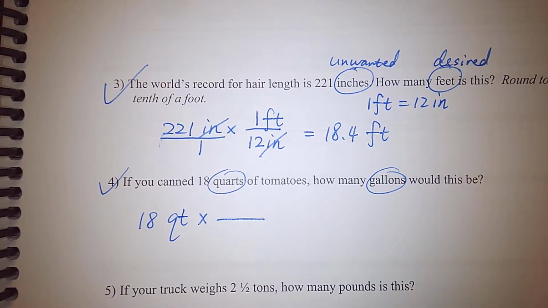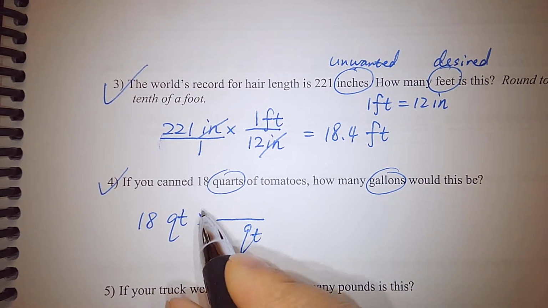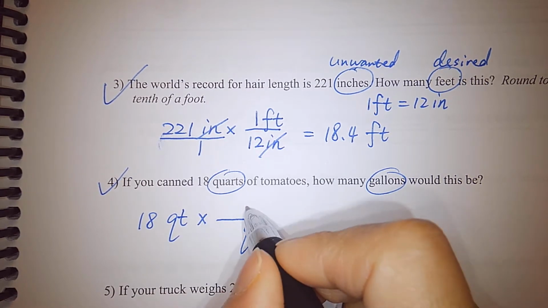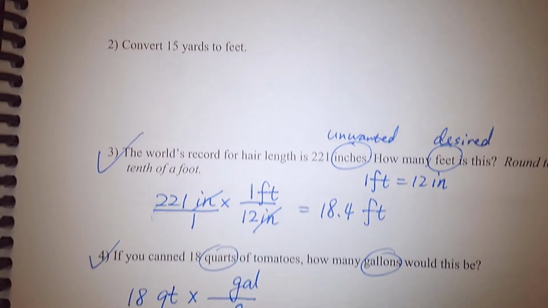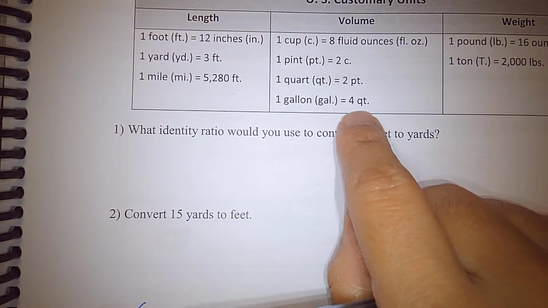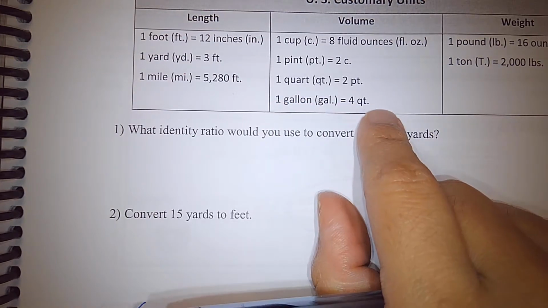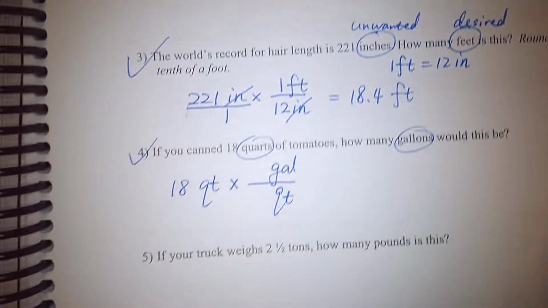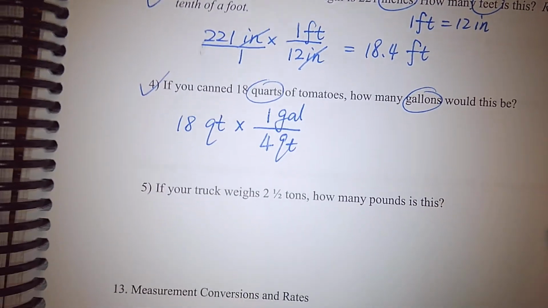Multiply by an identity ratio. Where do we put quart, on the top or bottom? Bottom? Yes, because later it will cancel out. And we put a gallon on the top. And then what's the relationship between gallon and quarts? Every 1 gallon equals how many quarts? 4. Okay, so 1 stays with gallon, 4 stays with QT, so 1 gallon, 4 quarts, right?